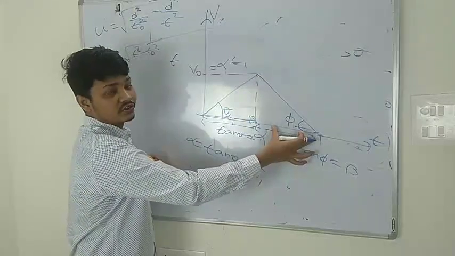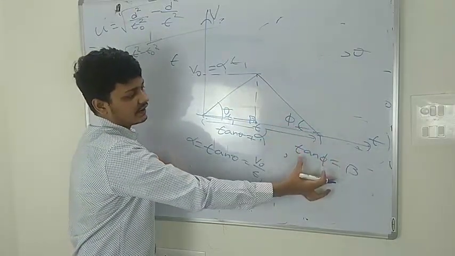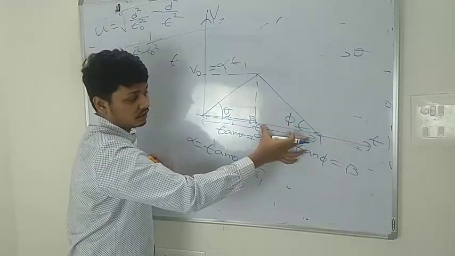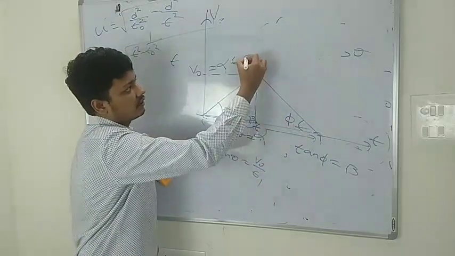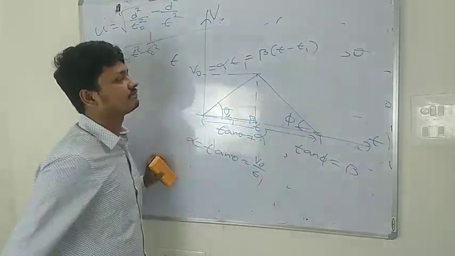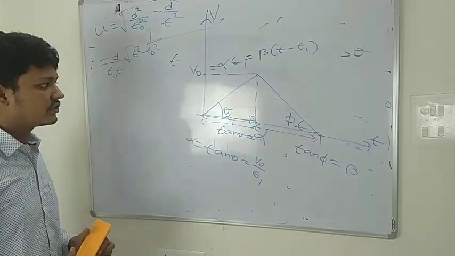Similarly, if you go through this triangle, tan phi, that is beta, is equal to v naught by t minus t1. So you can write v naught is equal to beta times t minus t1. One equation you got.